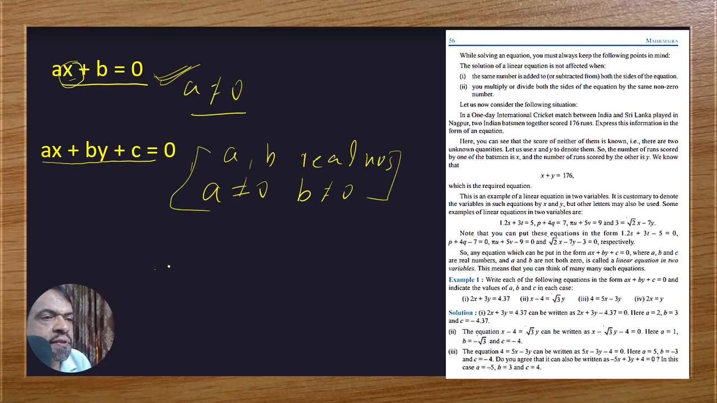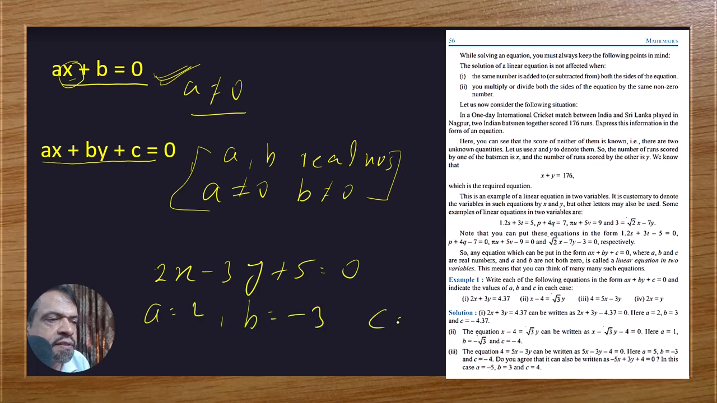Given are some examples. Now let us do some practice. 2x minus 3y plus 5 is equal to 0. So it is very easy to identify. By comparing with the general form, A is 2, B is minus 3, C is 5.